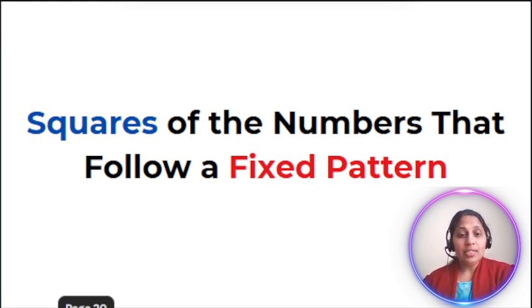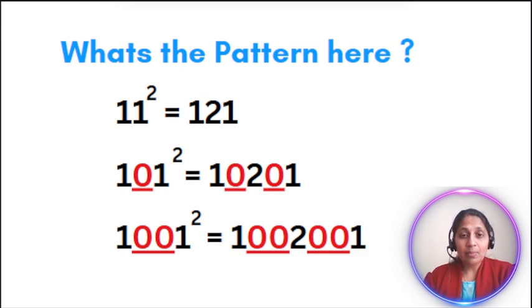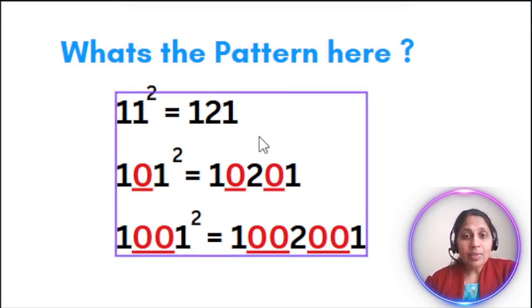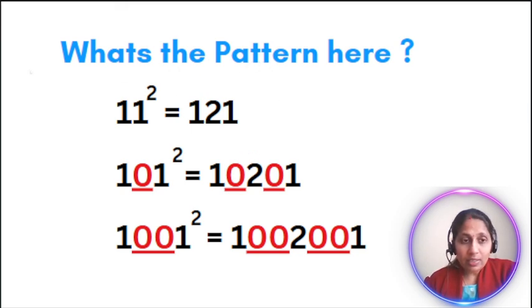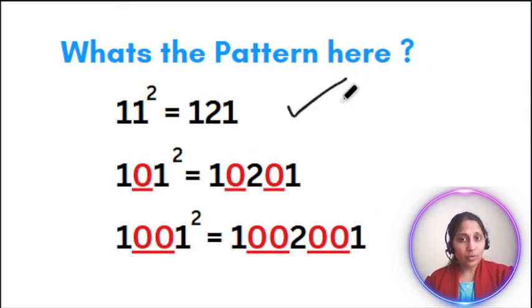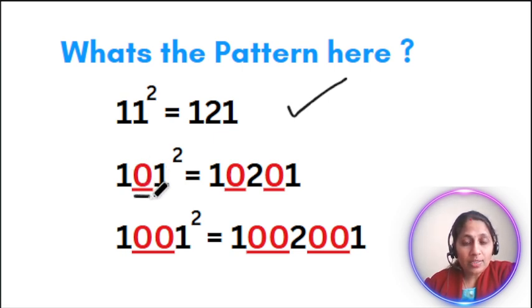Say for example, the number 11. These are numbers starting with 1 and ending with 1 and in between filled with 0. Say for example, 11 square is 121. We all know that, right? And if you include a 0 between these two ones, then in the answer also a 0 gets added, like this: 1 0 2 0 1. If there are 2 zeros, then 2 zeros will be included. I hope you are getting this pattern, right?